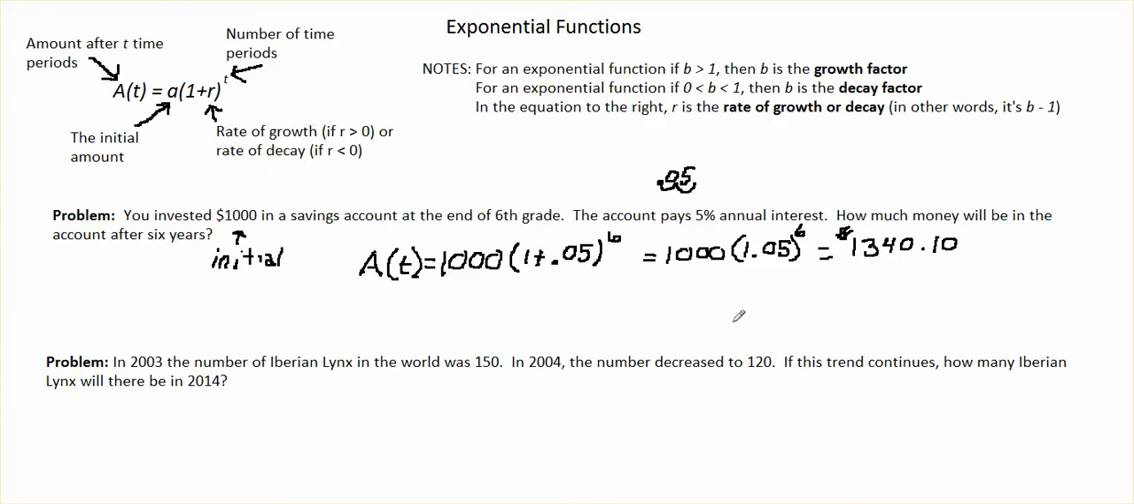So after 6 years, I've earned, if I initially put in $1,000, I've earned $340.10 in interest after 6 years. So this is what is in my bank account after 6 years.